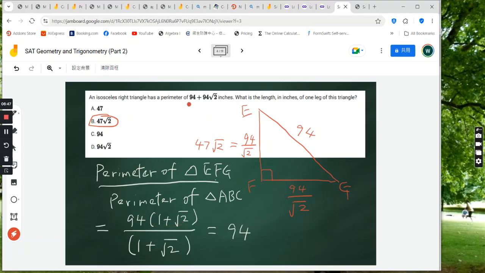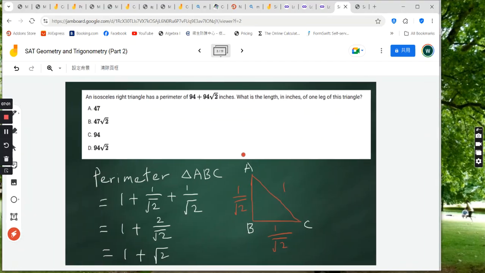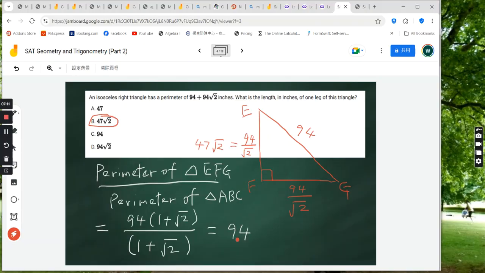That is 94 plus, 94 times 1 plus square root 2. All right, and then the perimeter of ABC. So what is the perimeter of ABC? It is 1 plus square root 2. All right, and then we want to find the ratio of that. So the ratio of that is 94.